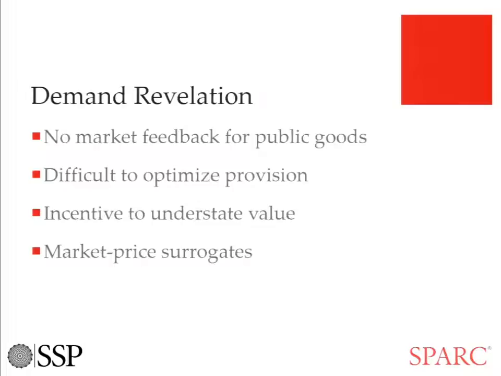There's an issue called demand revelation in the trade that deals with how you figure out what value an institution has for a resource. In a market environment, price is the market mechanism that tells you how much of a good you should provide, at what quality, but you don't have that with a public good. So how do you determine what that is? You can either use market price surrogates or other kinds of proxies, but you need something. Otherwise, it's an aspect of free riding where an institution is incentivized to understate their value.